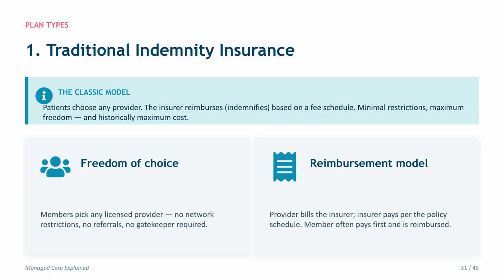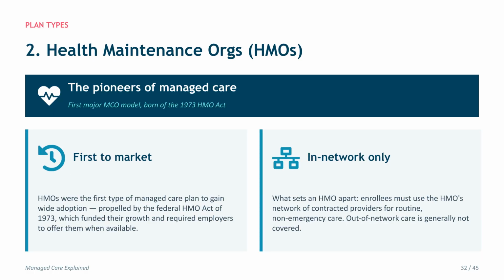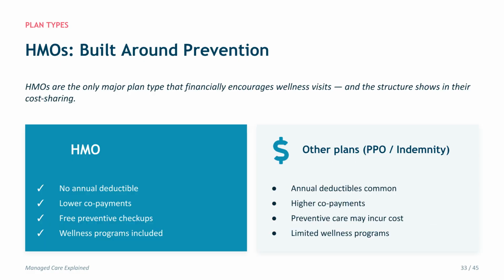We begin our look at plan types with traditional indemnity insurance, the classic model where patients choose any provider. The insurer reimburses based on a fee schedule, offering maximum freedom, but historically, this also meant maximum costs. Next are health maintenance organizations, or HMOs, which were the pioneers of managed care following the HMO Act of 1973. A defining feature is their in-network only requirement, meaning out-of-network care is generally not covered.